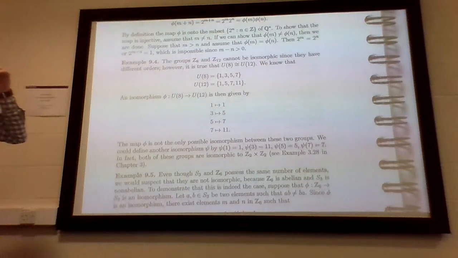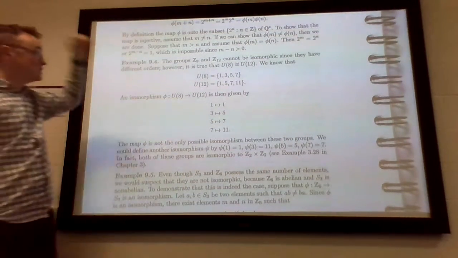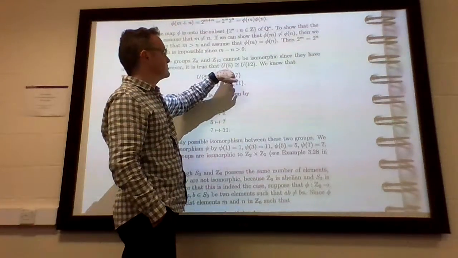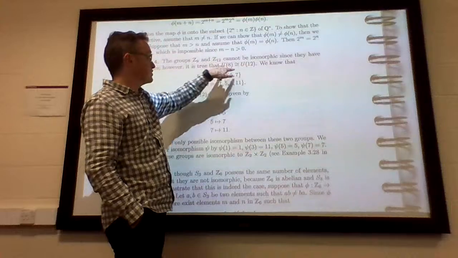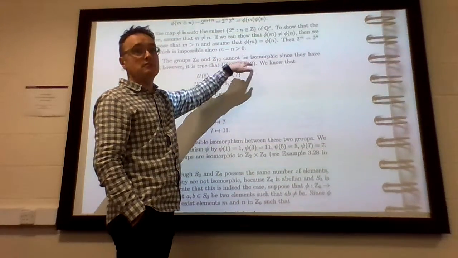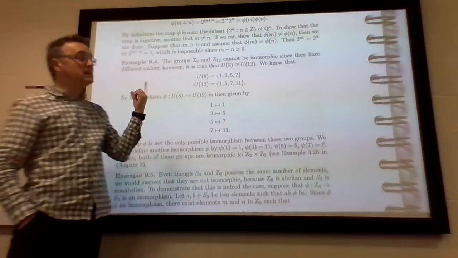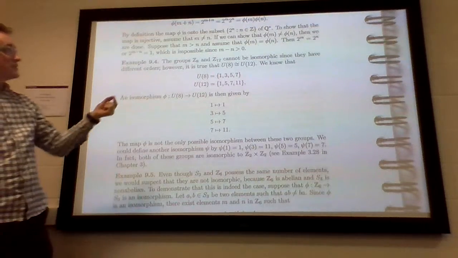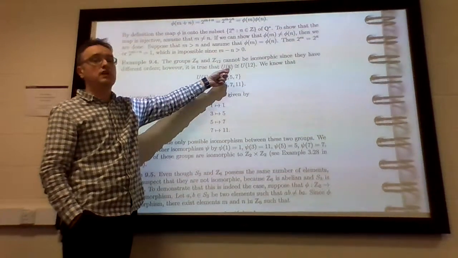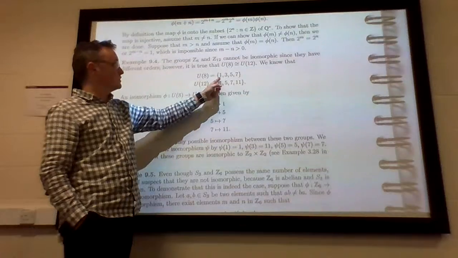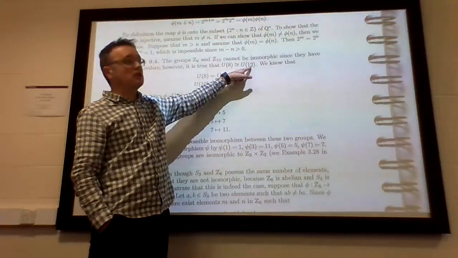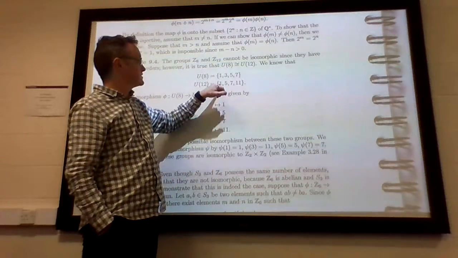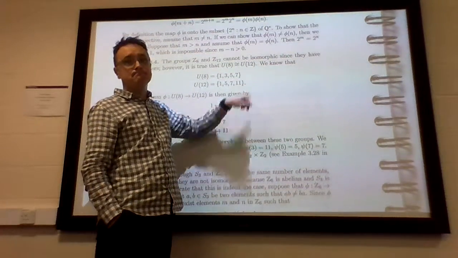However, it does remark that if you look at U8 and U12, so remember these are the groups under multiplication modulo 8 and modulo 12. Remember, they only consist of the things from Z8 that are coprime to 8, and that's just 1, 3, 5, and 7, and the things from Z12 that are coprime to 12, so it's only 1, 5, 7, and 11.